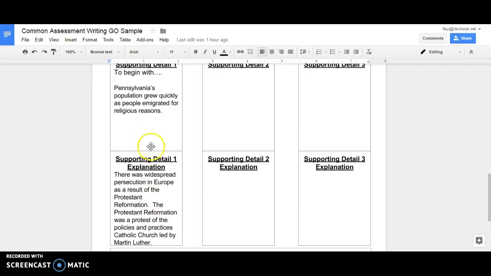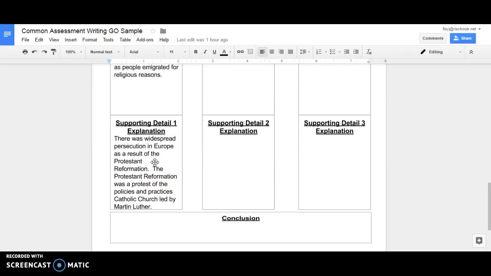Okay, so I've explained about the reason why people emigrated, okay, because of the Protestant Reformation. Okay, that is the religious reasons, and I even said what the Protestant Reformation is. It's a protest of the policies and practices of the Catholic Church. Okay, so here is an example of information that I took from the graphic organizer that I filled out and put directly into my writing piece. Okay, so please feel free to rewind this, look at it again. Okay, use this as an example.